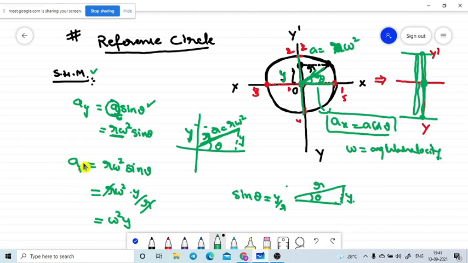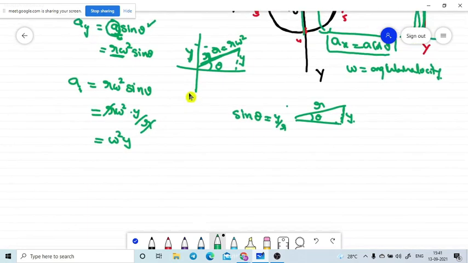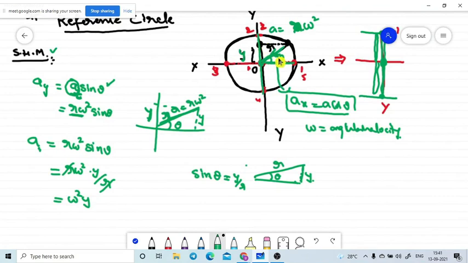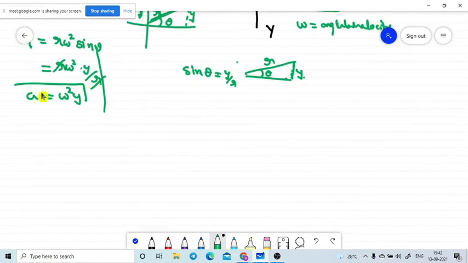Please keep this in mind. We are discussing the acceleration of the particle along the y direction only, because the particle is executing simple harmonic motion along the y axis only. That is our goal. Now please look at this: the acceleration is acting in the downward direction, but the displacement is moving in the upward direction. These values tell us only the magnitude.